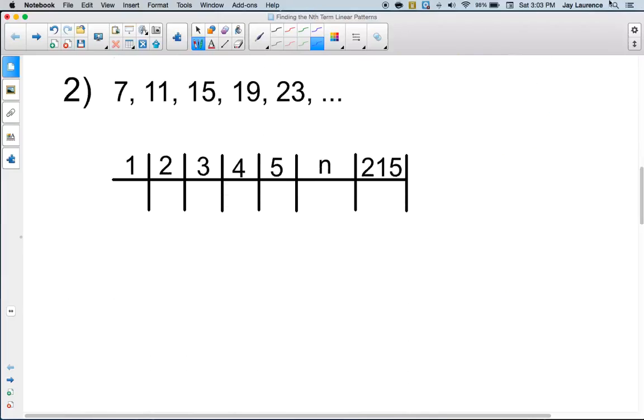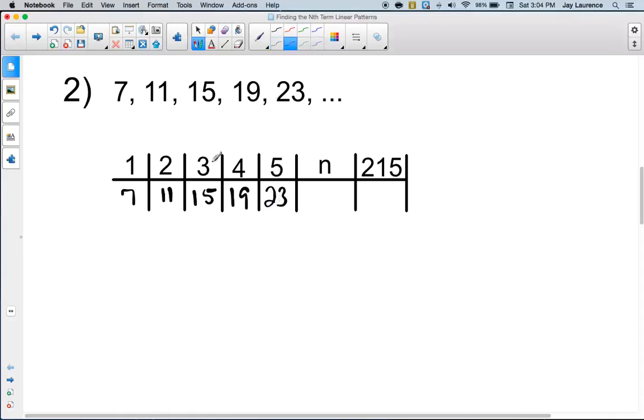Okay, let's try this one here. Let's try this one. I'll walk you through this one. And then I'll let you try one on your own. All right, so I've got my table, 1, 2, 3, 4, 5, and up to 215. Now, it won't always be 215. I just copied and pasted. It was easier to do it that way. So I'm going to put 7 here, and then 11. The third term is 15. The fourth term is 19, and the fifth term is 23.